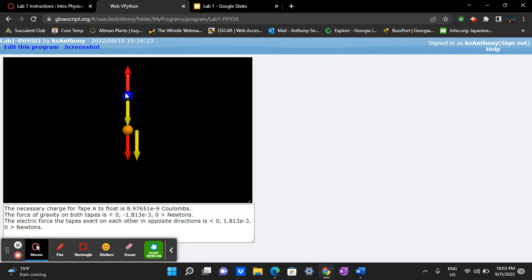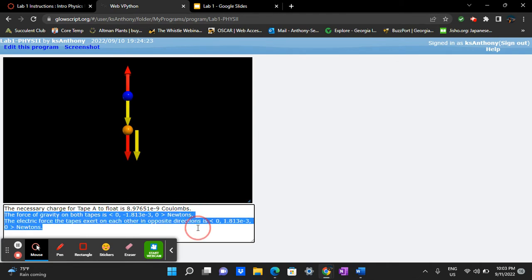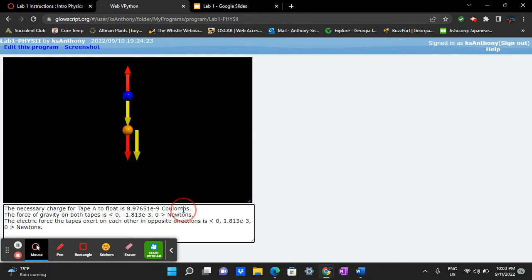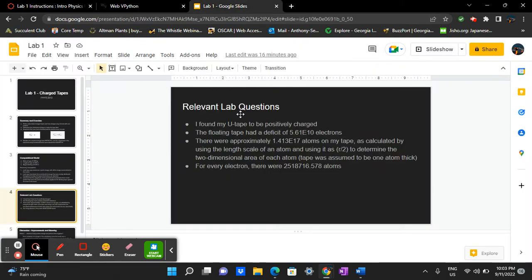This blue particle here is the floating tape, the orange is the manipulated tape. Yellow arrows are gravitational force, and red arrows are electrical force, sorry. So as you can see, those two forces are equivalent, they just act in opposite directions, and the necessary charge is listed there. So for the relevant lab questions, I found my U-tape to be positively charged.